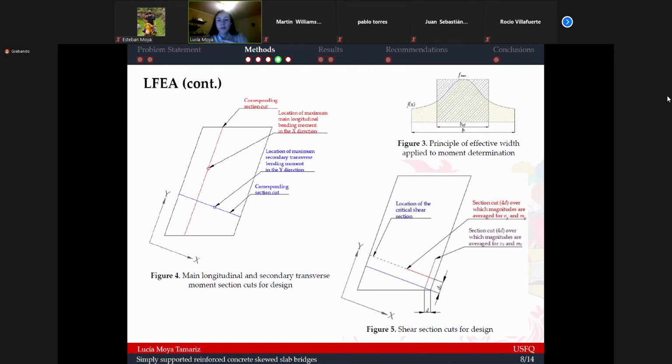However, for shear, we used a different approach. If you can see here in figure 5, for shear, we averaged the peak yielded by linear finite element analysis over a width equal to 4d, and d was the distance to the main longitudinal reinforcement. Also, something important to mention here is that the shear was resolved in the direction of the principal shear, which is normally located close to the abutment. It is perpendicular to the support line.